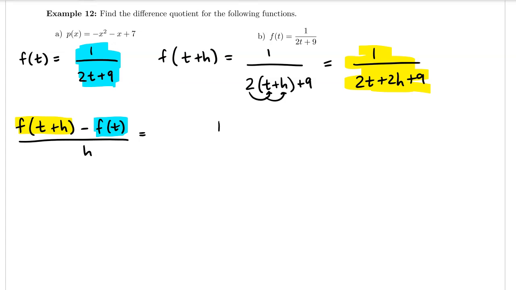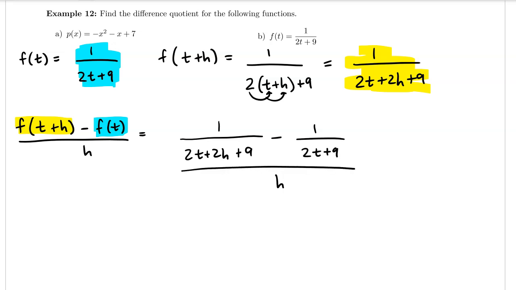So I have 1 over 2t plus 2h plus 9 minus 1 over 2t plus 9 all over h. Now, how are we going to deal with this? Because this is quite a complex fraction. Well, in the numerator, I want to find a common denominator. So I'm going to multiply this by 2t plus 2h plus 9.